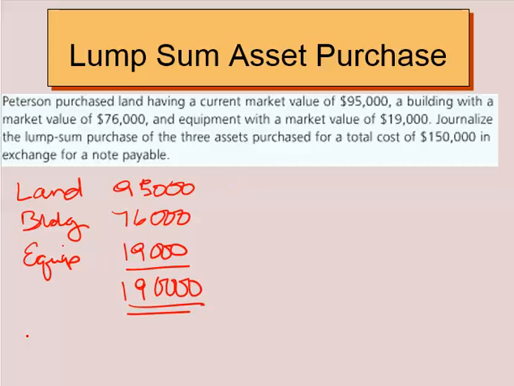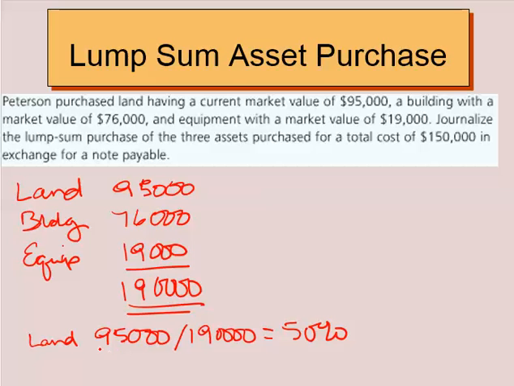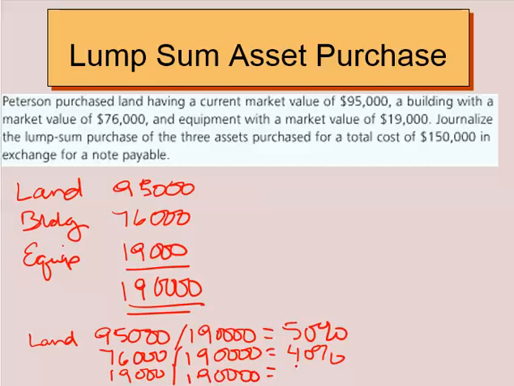So if we take, for example, the land, I'm going to write it down here, $95,000 current market value divided by the total of all three, $190,000, that should give us 50%. And we can do the same for each of those. So buildings would be 76 divided by the 190,000, which is 40%, and the equipment, which is 19,000 divided by 190,000, 10%. Okay, so then we've got buildings and equipment.